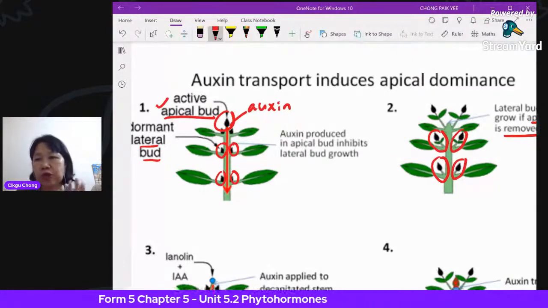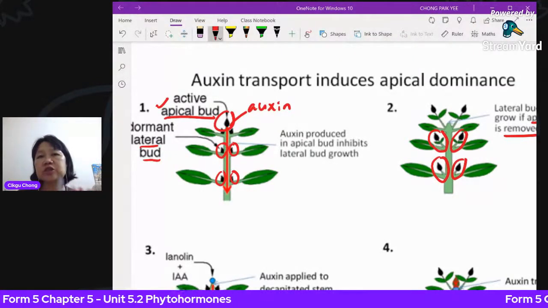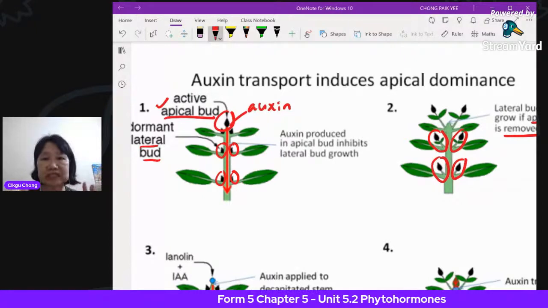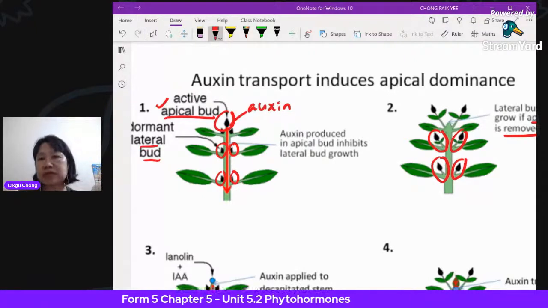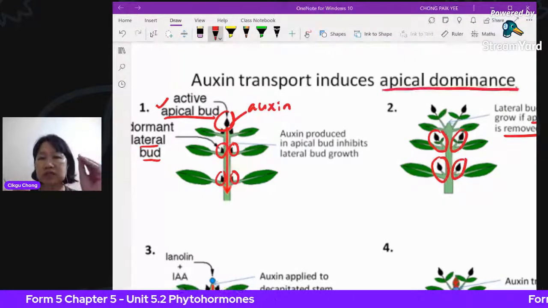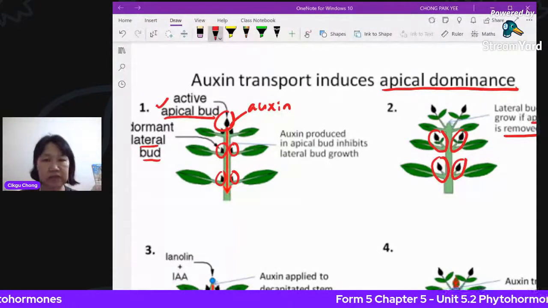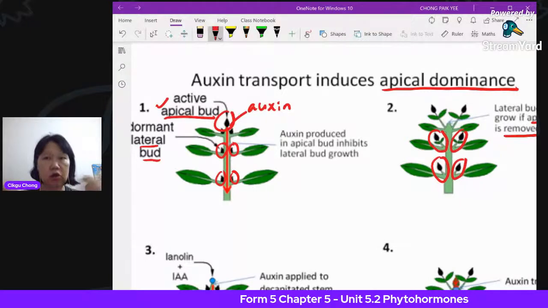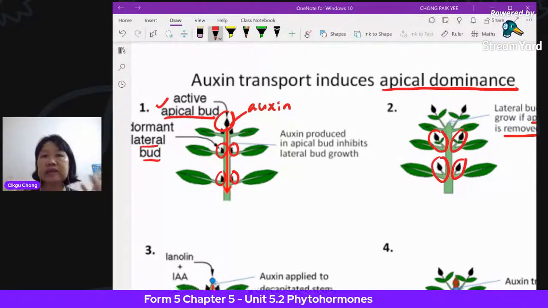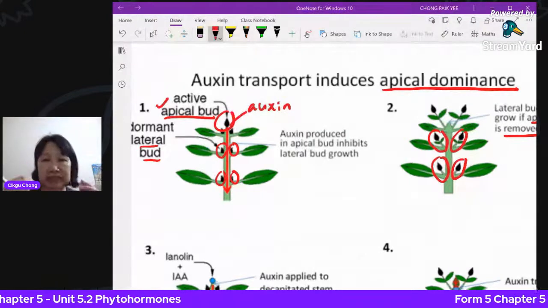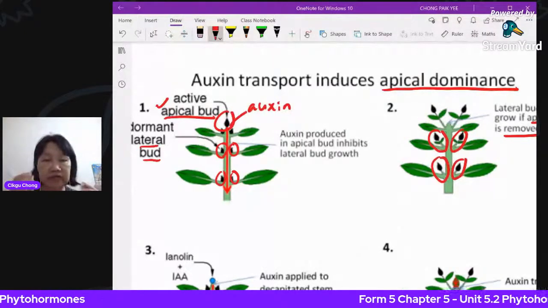When you remove the apical bud, you take away the auxin that is actually controlling. We call it apical dominance. When you have the auxin there, it is going to control all these lateral buds from growing. So it has this apical dominance. Auxin will induce apical dominance. If there is auxin, all the buds down there will not grow.